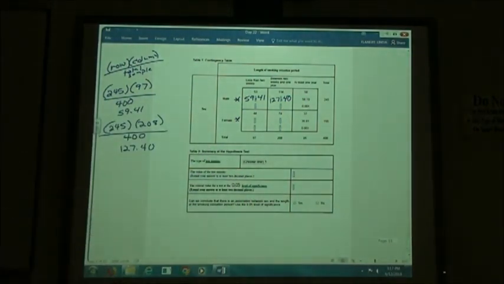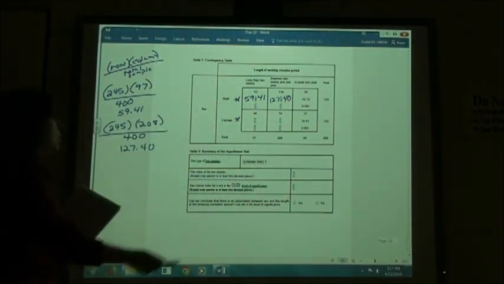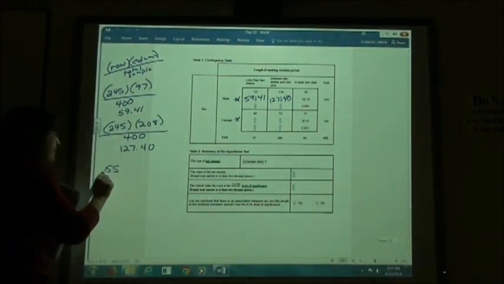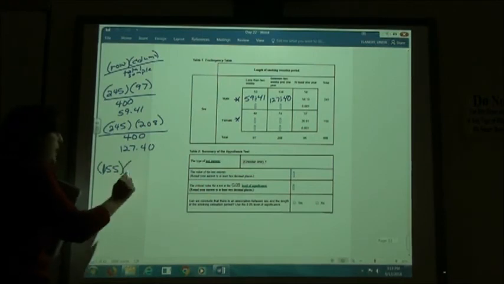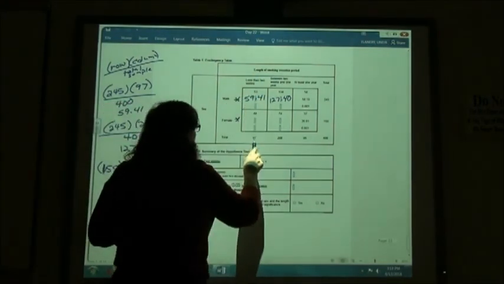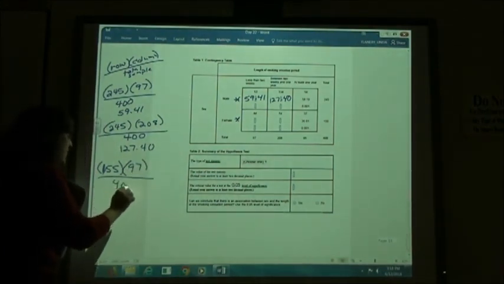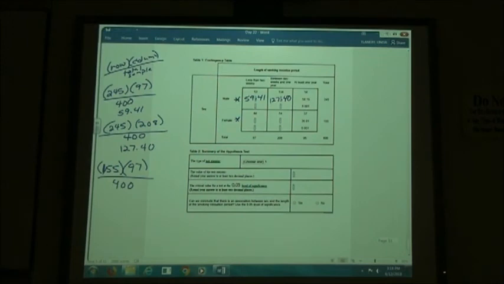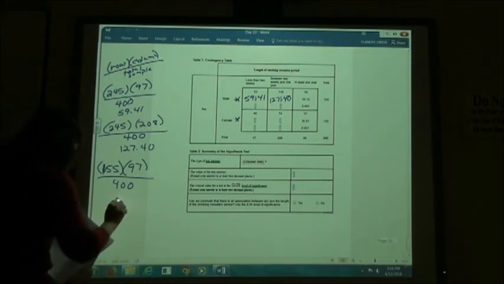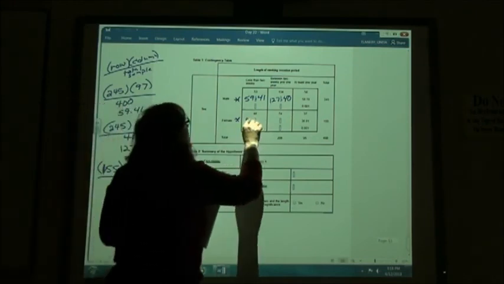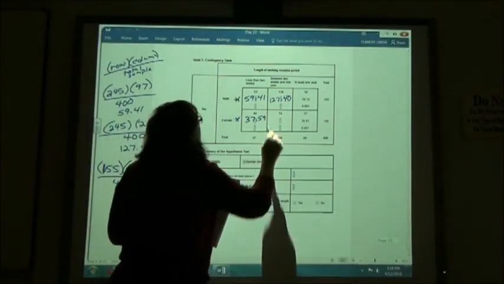The next one's moving down to the females. My row total, 155. My column total for the first column is 97. My sample size, 400. So 155 times 97 divided by 400 should be 37.59 when you do that calculation.